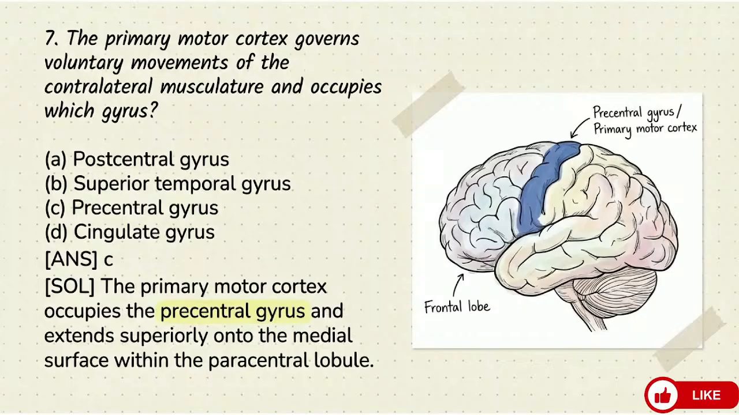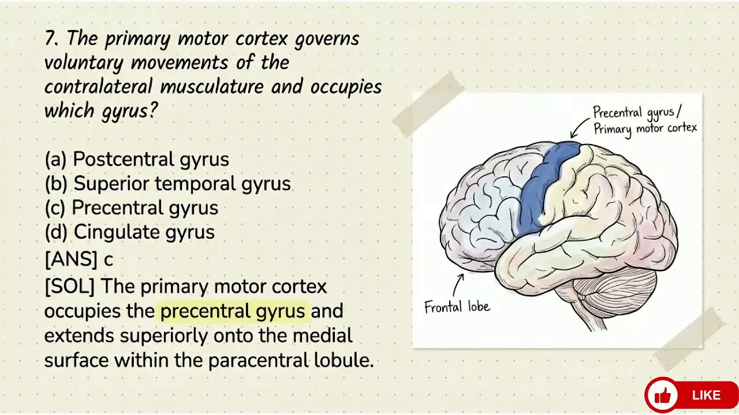Question number 7. The primary motor cortex governs voluntary movement of the contralateral musculature and occupies which gyrus? Actually, for that you have to first master the brain topic, then only you will be able to solve these questions. In our paid course, in the Vetsnotes app, you can check, I have given a detailed 3D view of the brain. The brain topic is uploaded.